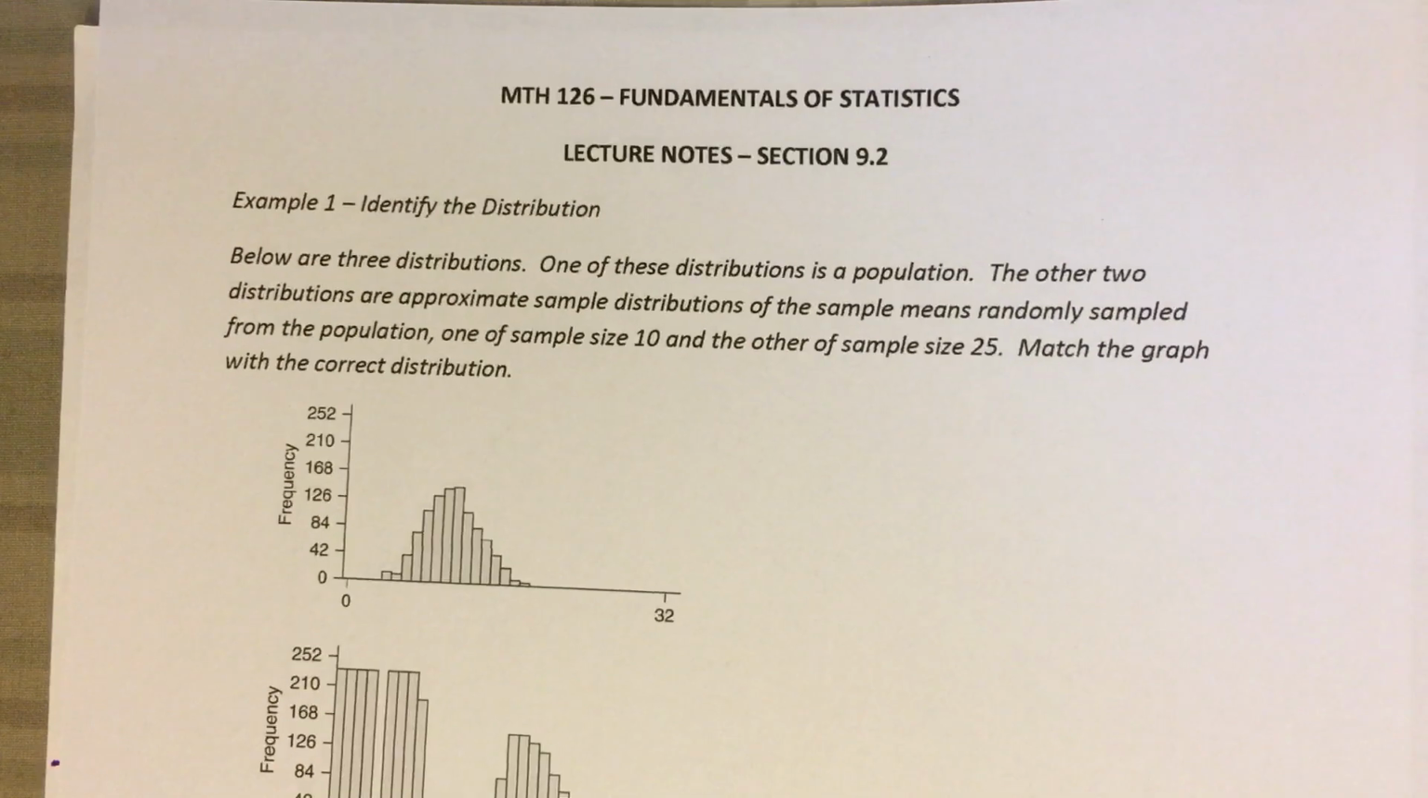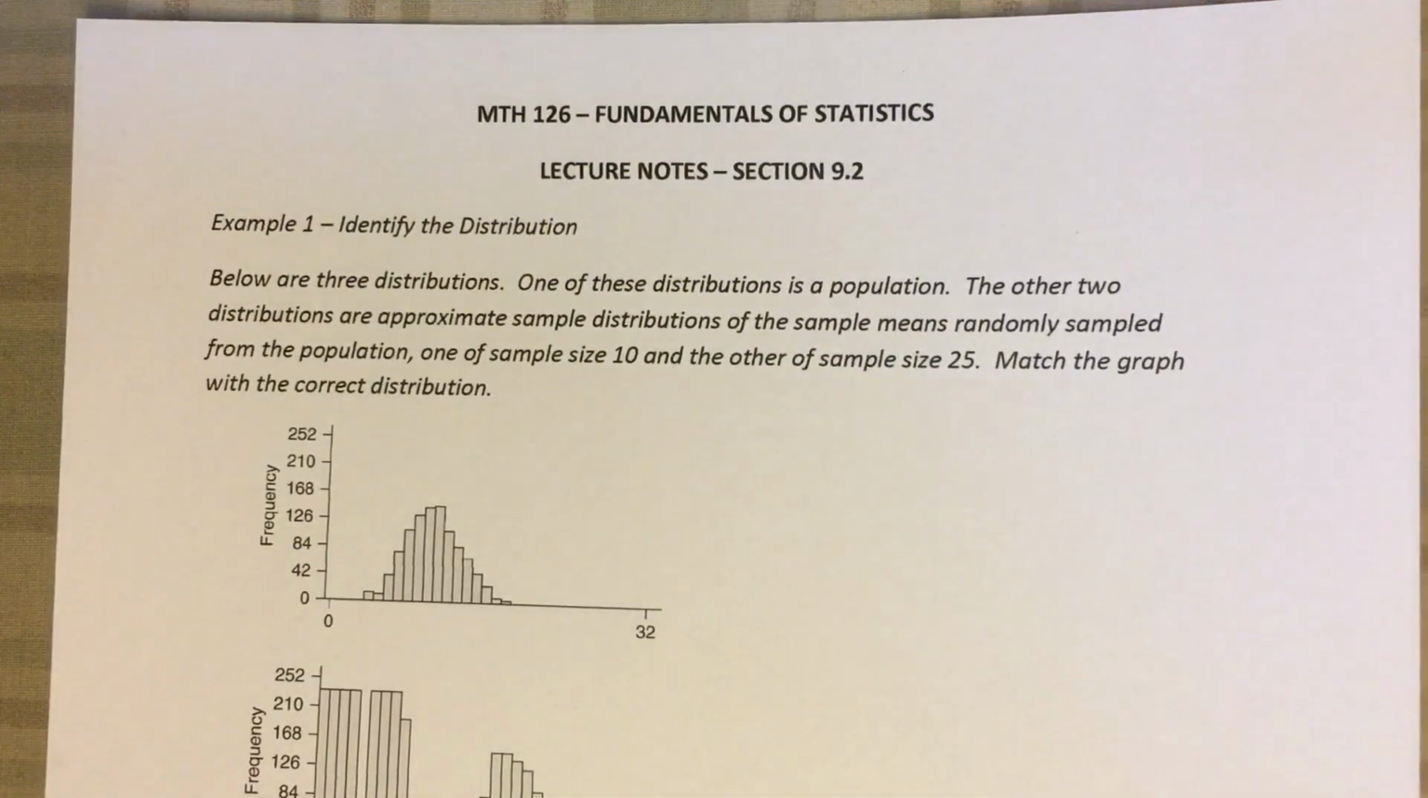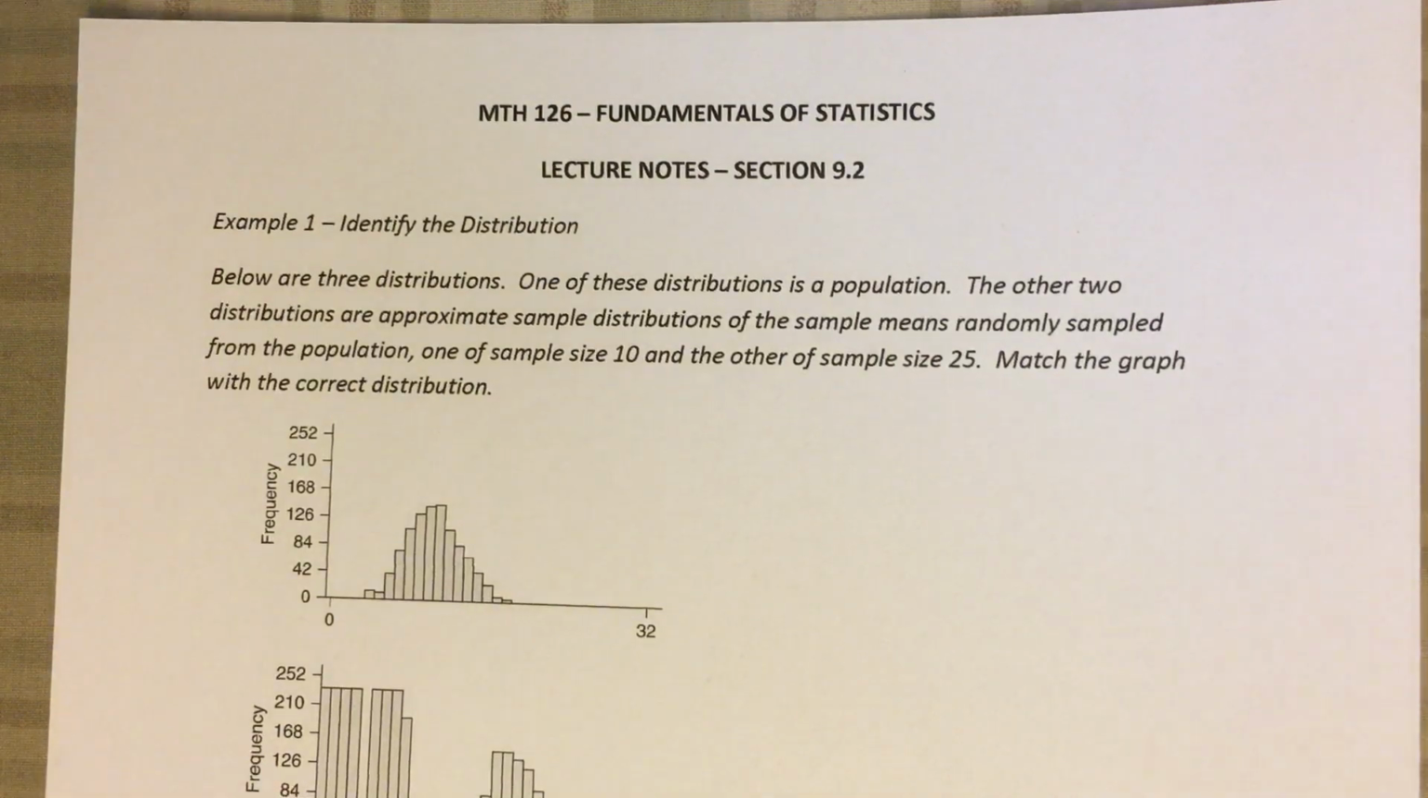In our first example, below are three distributions. One of these distributions is a population. The other two distributions are approximate sampling distributions of the sample means of random samples from the population, one of sample size 10 and the other of sample size 25. Match the graph with the correct distribution.